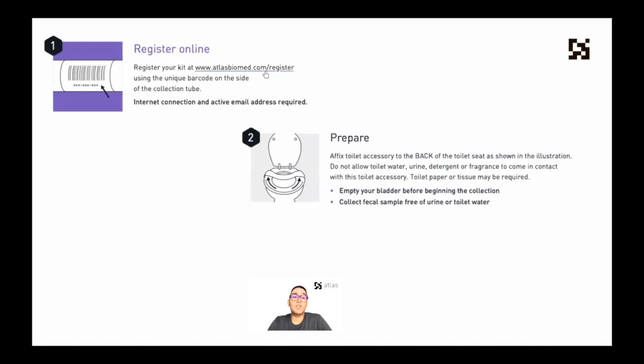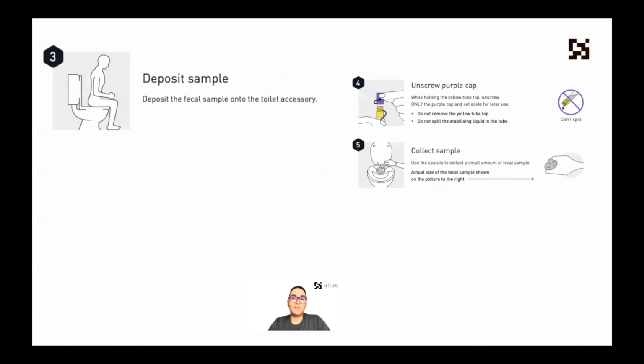So first of all, you register your kit. So you need to get your kit and register it online, and then you prepare the toilet with the cute little paper that sticks on the sides of the toilet seat like a post-it note, and that's going to pick up the poo when you sit at the toilet, and unscrew the bottle, ready for collection. You pick up a little bit of fecal matter and basically just put it in the bottle, send it back to us in the box provided, and sit and wait for the results, basically.